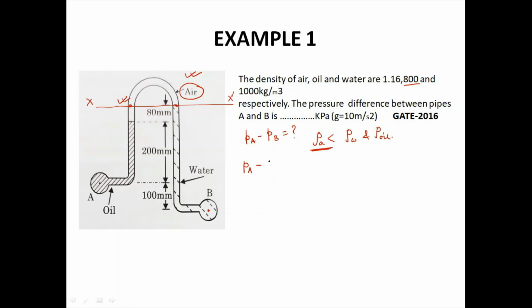So PA minus rho of oil density into g into height. How much oil height is there? 200 mm, so 0.2. This 80 mm is air. So that is also minus rho air g into 0.08.